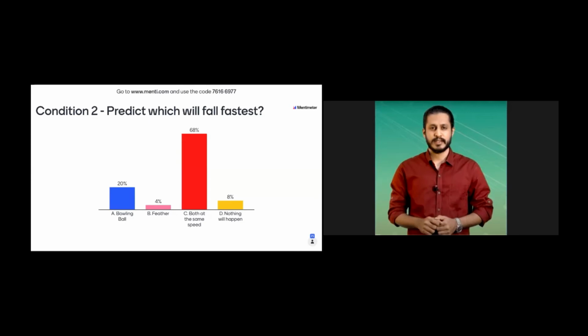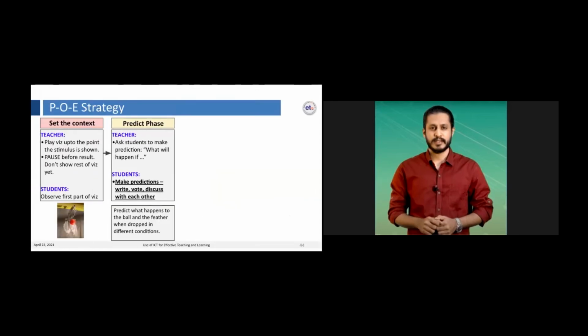They're able to see, oh, something is happening. Oh, what is this? What are they talking about? Right? So this particular part is essential. Okay. So once they predict something, then the teacher can play the rest of the visualization. In the observe phase, you can show the rest of the visualization which has results. So that's what we also did. Okay. And students can check their prediction by watching these results.